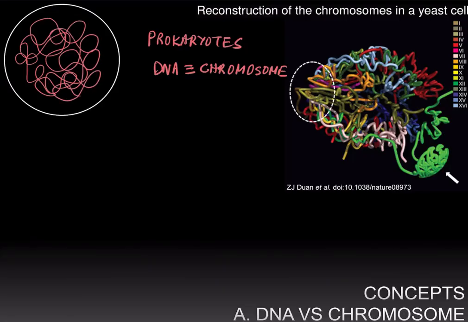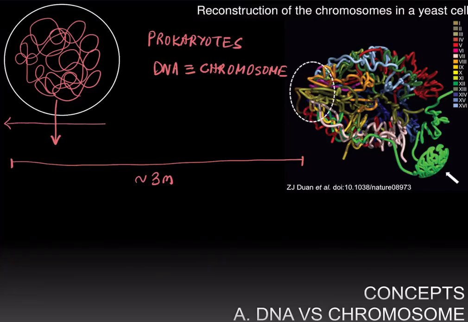On the right is a reconstruction of the chromosomes in a yeast cell, and you can see how jumbled up and intertwined the chromosomes are. If you took the DNA in a human cell and stretched it out like a string, that string would stretch for 3 meters. Considering that a typical cell is only 10 microns wide, the DNA has been compressed by a factor of 1:300,000.